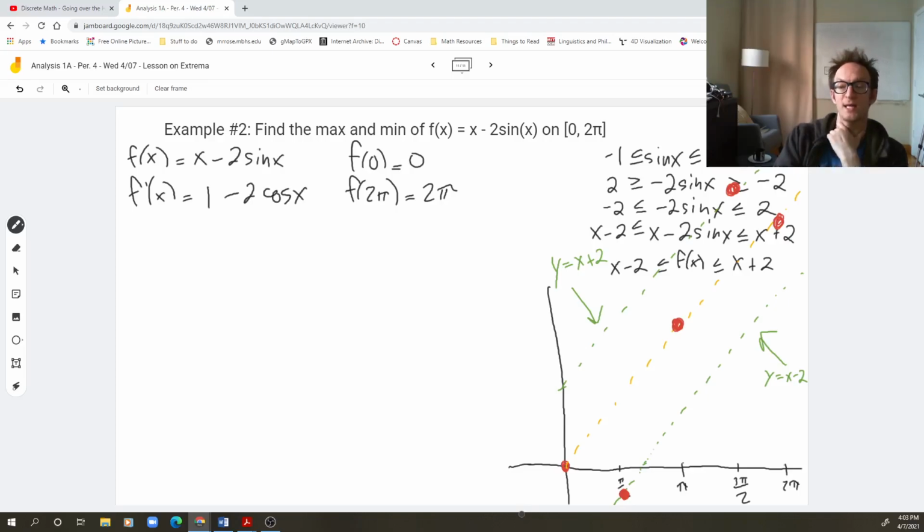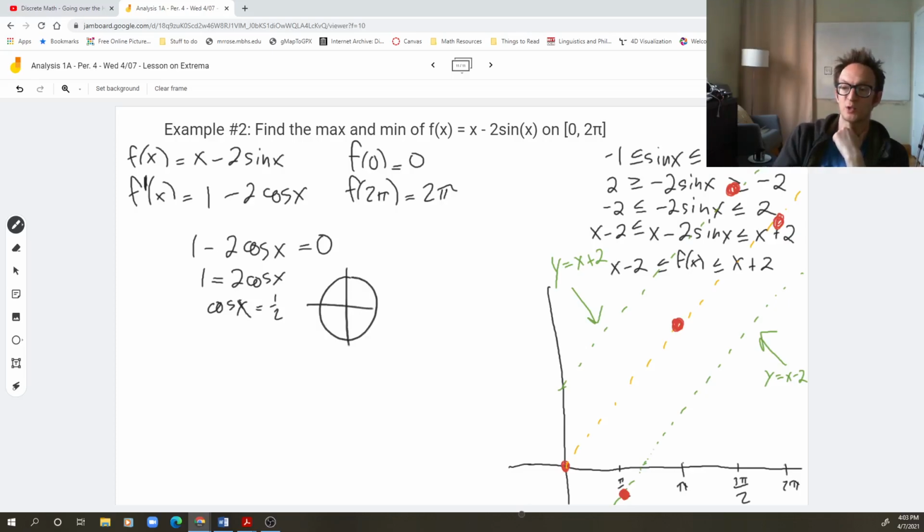Okay, so when is this derivative zero? This derivative will always exist. This function is always differentiable. So this boils down to solving the equation 1 minus 2 cosine x equals 0. And when is that true? Well, it's true when 1 equals 2 cosine x, so when cosine x is a half. When is cosine x equal to 1/2? At pi over 3 and 5 pi over 3. So when x is pi over 3 and 5 pi over 3. All right, what does that tell me?